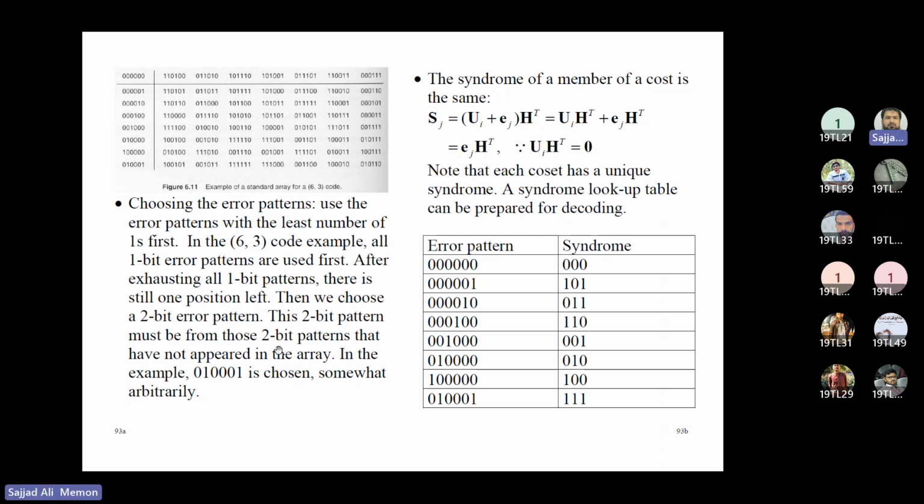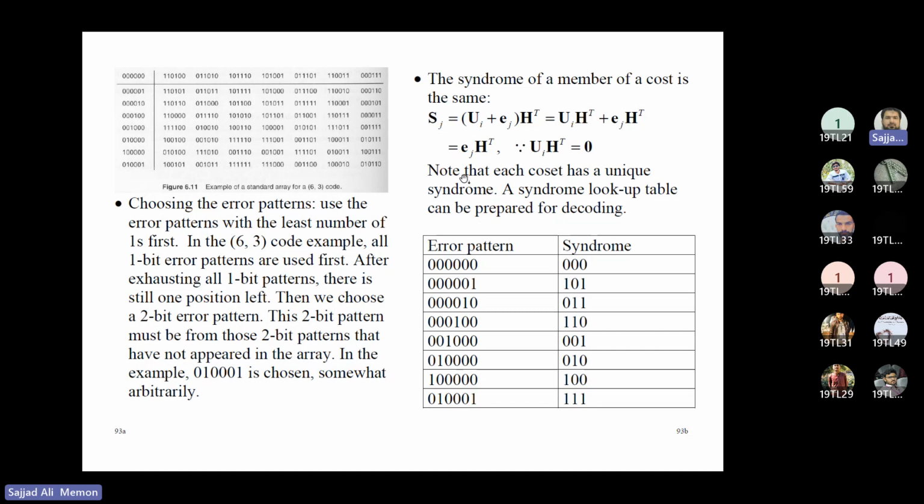This 2-bit pattern must be from those 2-bit patterns that have not appeared in the array. In the example, 010100 is chosen somewhat arbitrarily. The syndrome of a member of a coset is the same: S is equal to U_i plus E_j. If you multiply with the parity check matrix, the first term U_i into H transpose will become 0. The only remaining thing we will have is E_j into H transpose.